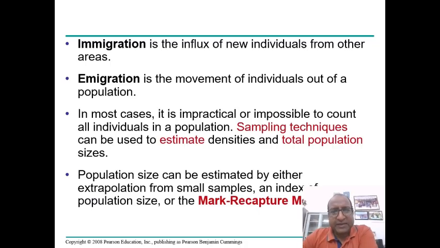So in most cases, it is impractical or impossible to count all individuals in the population, and sampling techniques can be used to estimate density and total population size. Population size can be estimated by extrapolation. Suppose I count in an area of 500 meters by 500 meters and I find 1000 people. I may say that in an area of 600 kilometers, there will be 30 lakh people. So population size can be estimated either by extrapolation from a small sample or by an index of the population size, known as the mark-capture method.